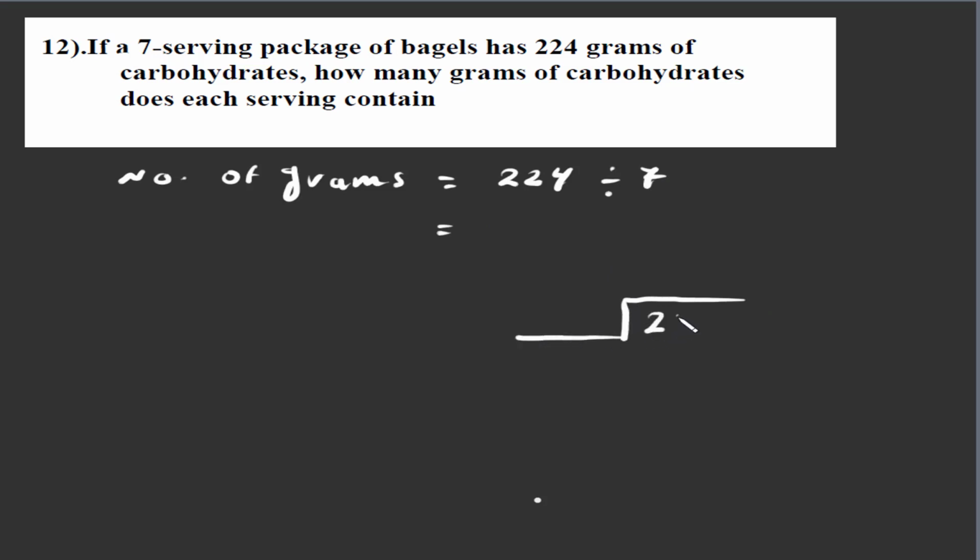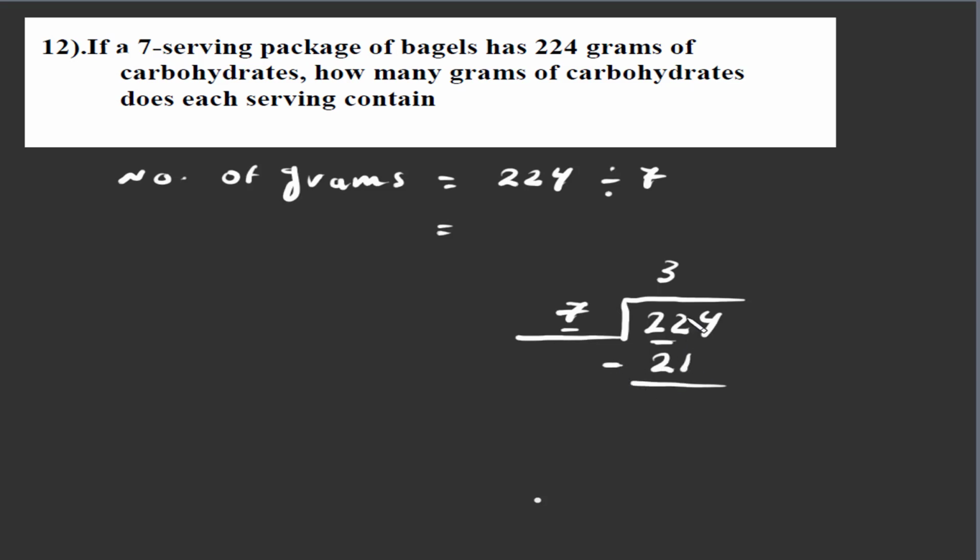So we say number of grams equals 224 divided by 7. To find it, we will draw a long division. 224 divided by 7. We'll take the first 2 digits, 22. 22 divided by 7 equals what? Equals 3. 3 times 7 equals 21.